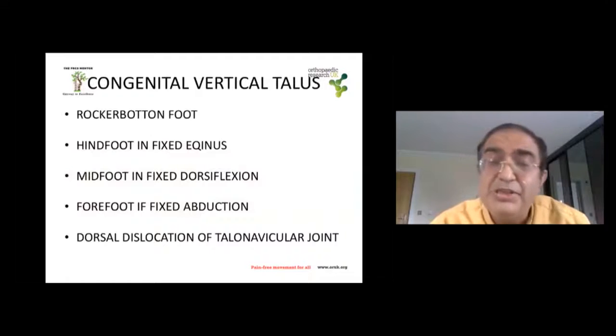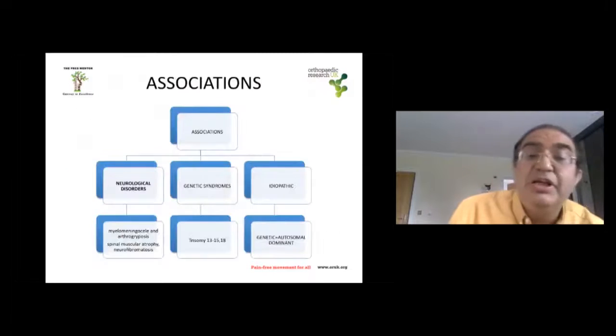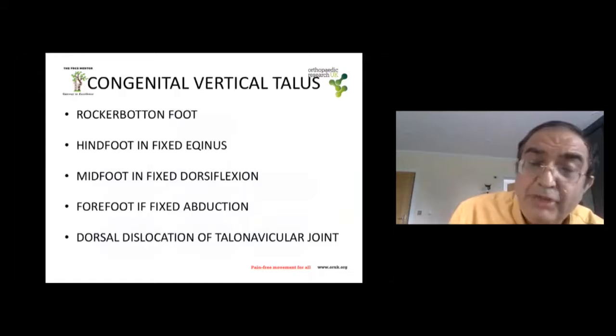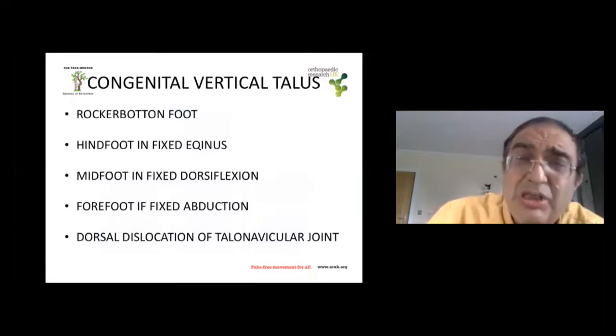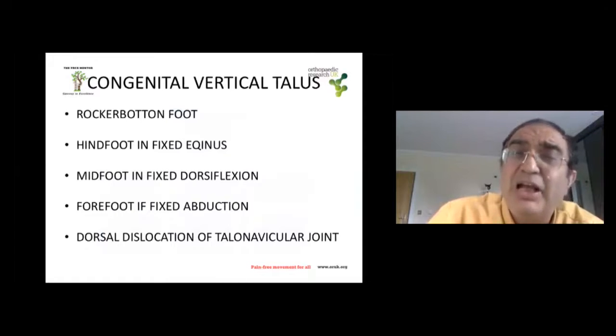So here what happens is, the hind foot is in fixed equinus, the midfoot is in fixed dorsiflexion, the forefoot is in fixed abduction. The main pathology in this is a dorsal dislocation of the talonavicular joint. That's the main pathology in CVT. So if you remember that, what is the pathology in CVT? Dorsal dislocation of the talonavicular joint.